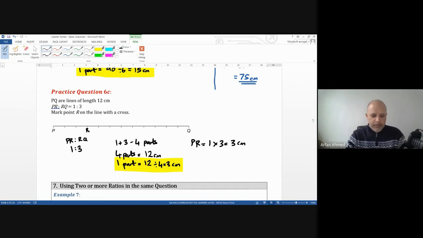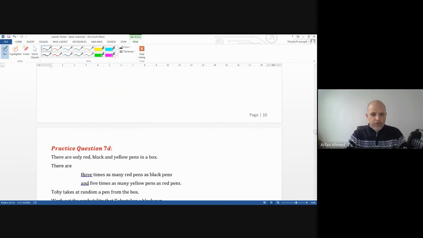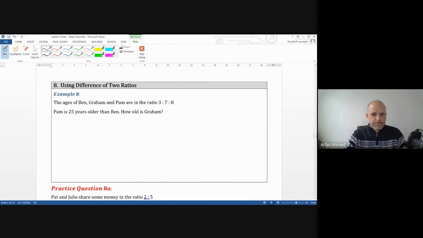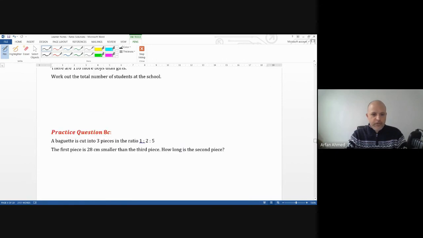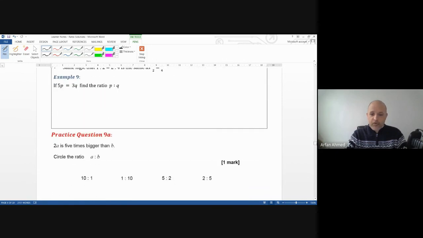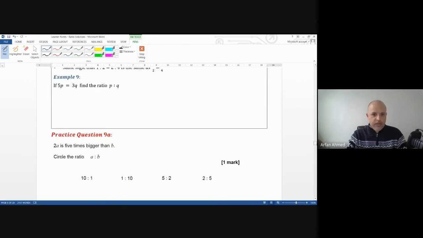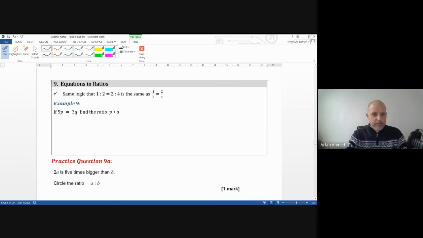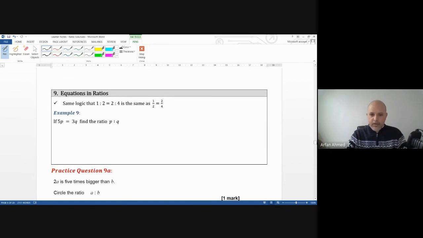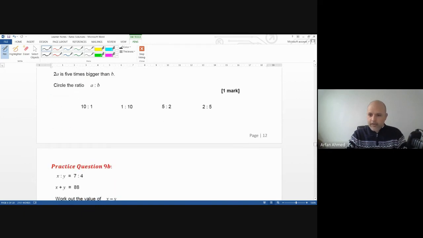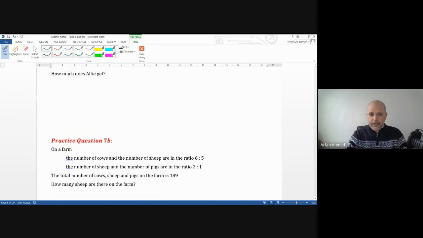In the next part, I'm going to do the higher type questions. So we're going to do 2 or more ratios in the same question. We're going to do difference of 2 ratios. That's a bit of a tricky one. And the most difficult ones are when you've got equations in ratios, so obviously it's got to do with algebra. Not as simple as it sounds, but hopefully when I go through the video, it'll make more sense.